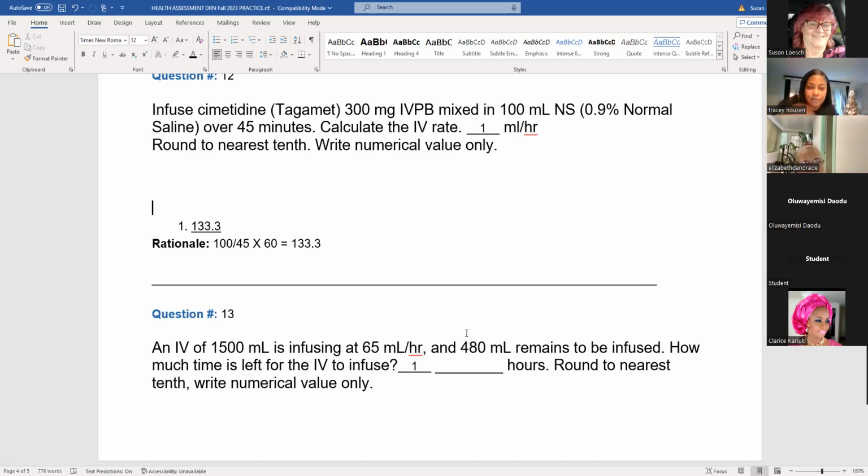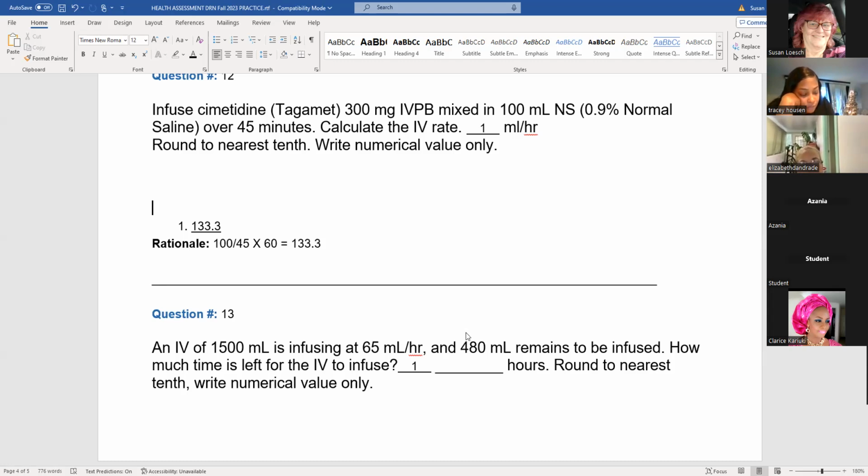Is it 1500 over 65? Why would it be 1,500? How much fluid do you have? 480. Oh shoot, yes, 480. I got 7.4. Perfect, I did too. So it's not the 50 because 7.38.